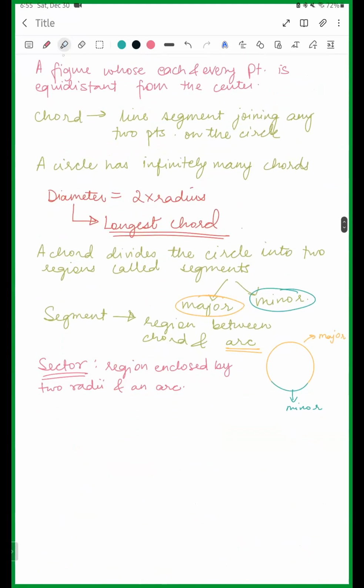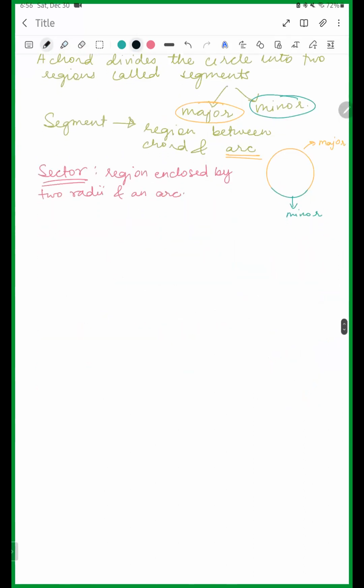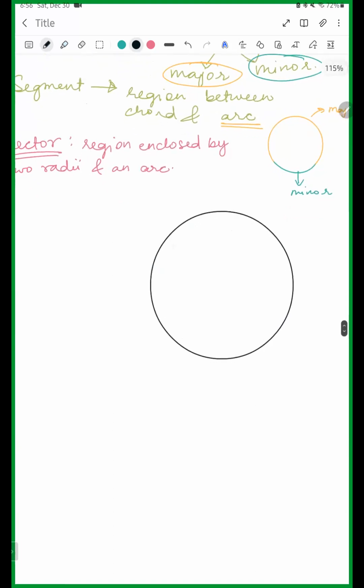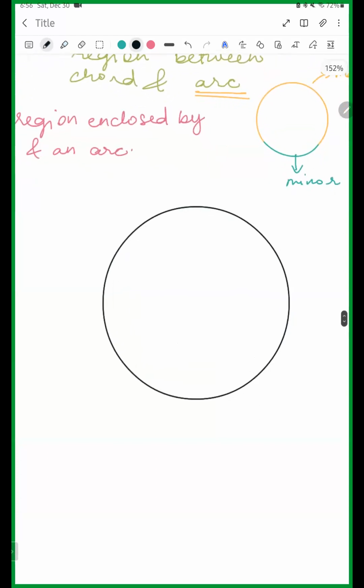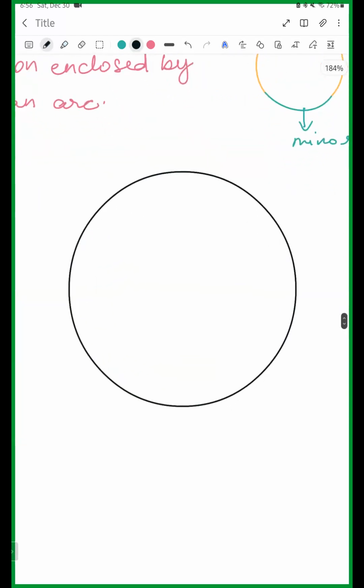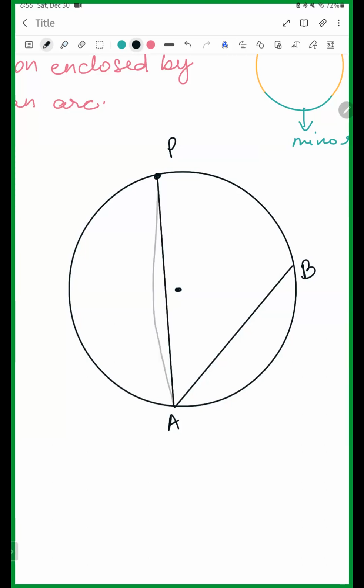Okay. Acha, just one more technical term. If you have a circle, and I think you all should get used to drawing neat and tidy circles, because in this chapter we're going to draw them a lot. If you have a chord, let's say this chord AB, and a point over here, let's say P. This chord is said to subtend an angle at the point P.